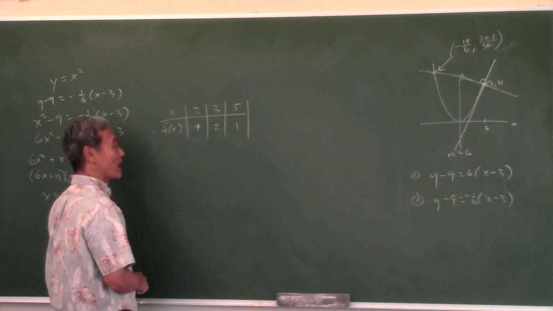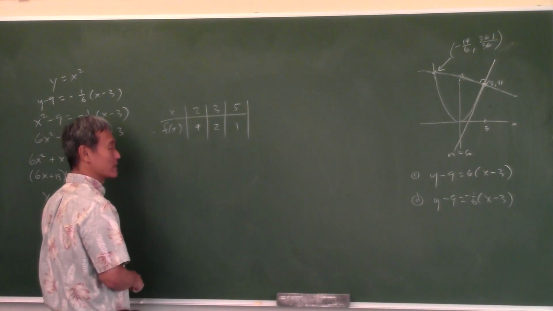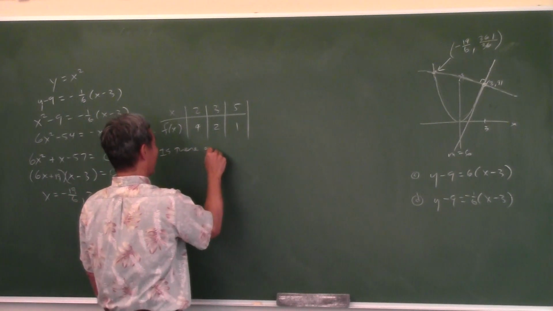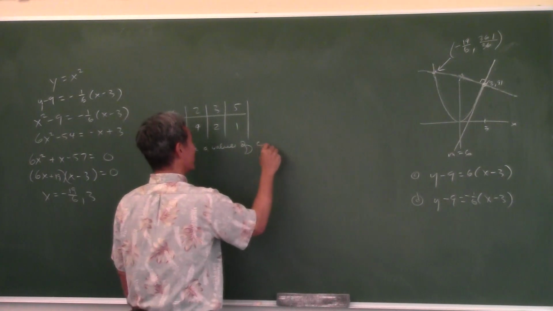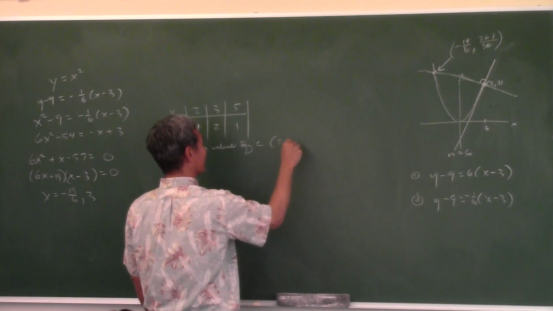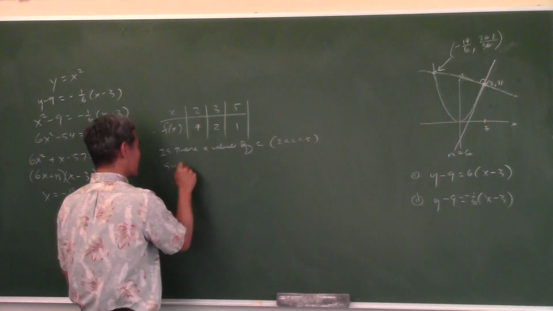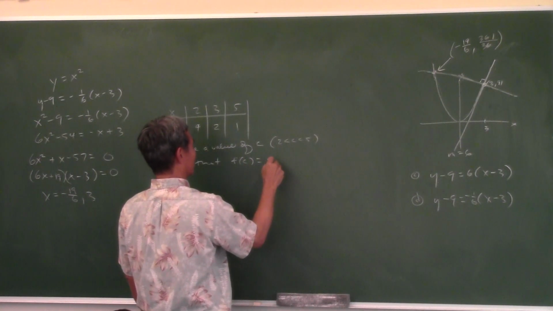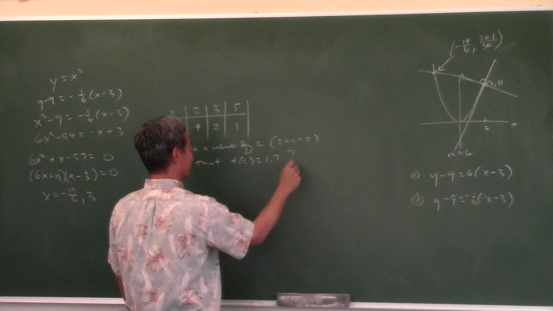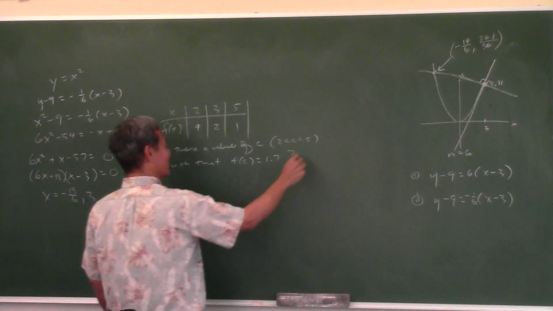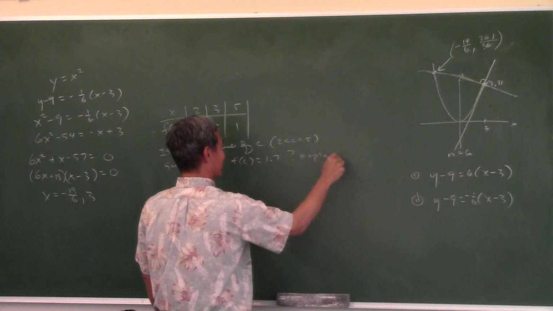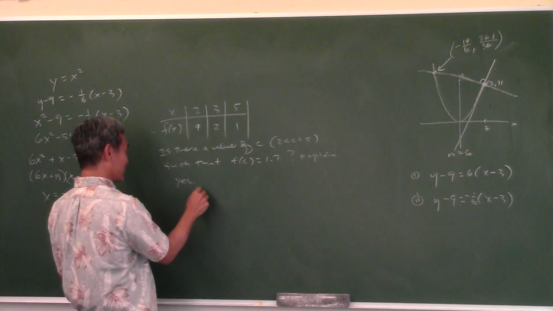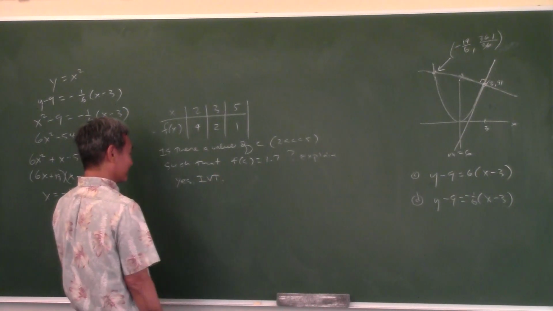Okay, we know how to do average rate of change, estimate. Okay, what was I just talking about? Is there a value of C between 2 and 5 such that f of C equals 1.7? Is that going to throw you off? Yeah. And then explain. Okay, so the answer is yes, because of the intermediate value theorem. Good enough.